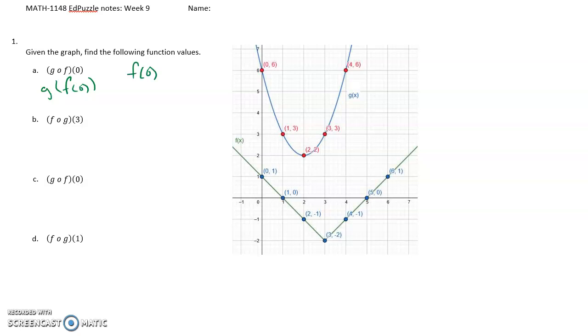F of 0, well, I go and look at the graph and I can see that this one down here is f and this function up here is g. And when x is 0, we can see the y value is 1. So the f of 0 is 1.